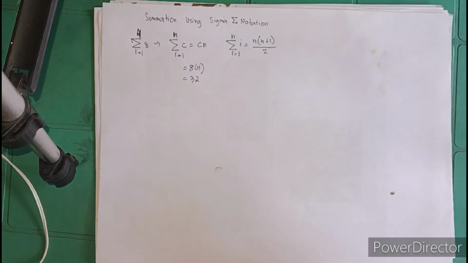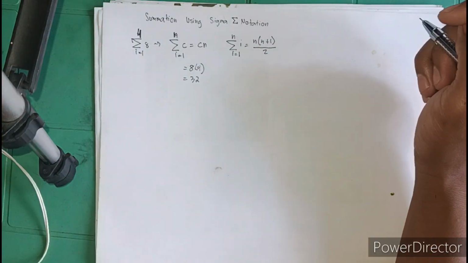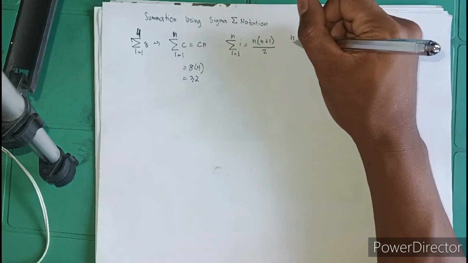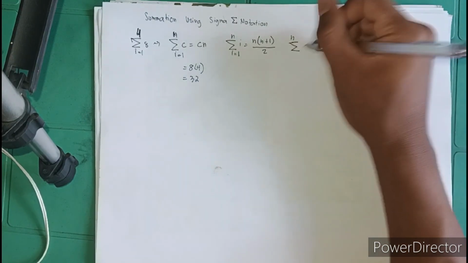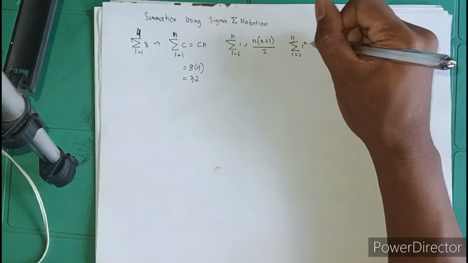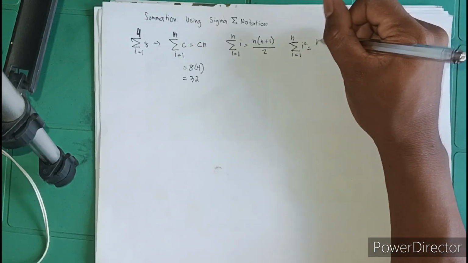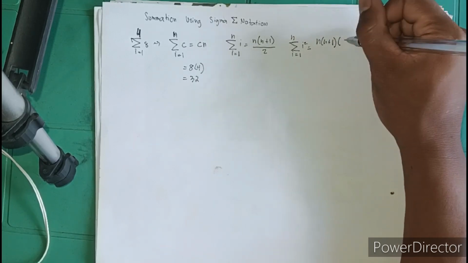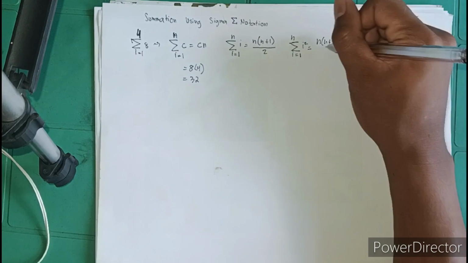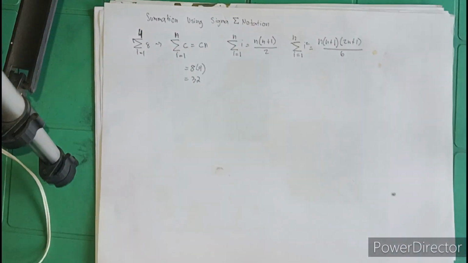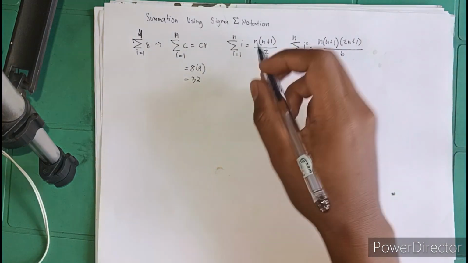Then the next one is the summation of i equal to 1 to n of i squared is equal to n times n plus 1 times 2n plus 1 over 6. So let's have an example over here first.